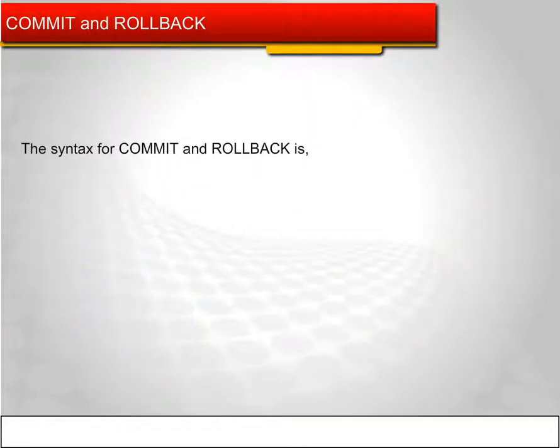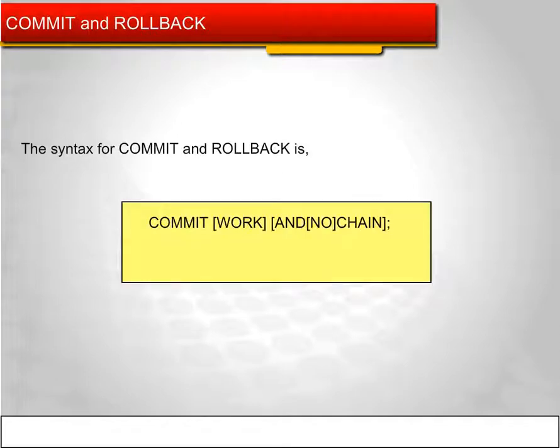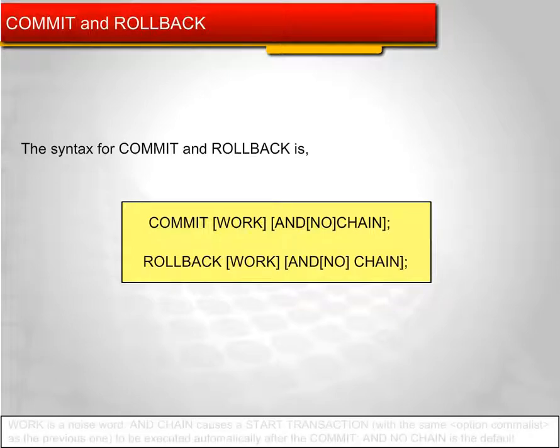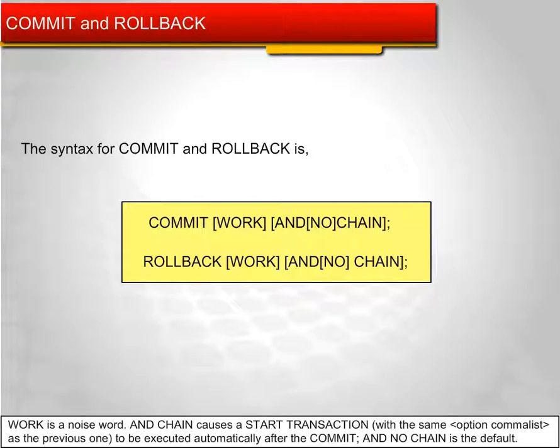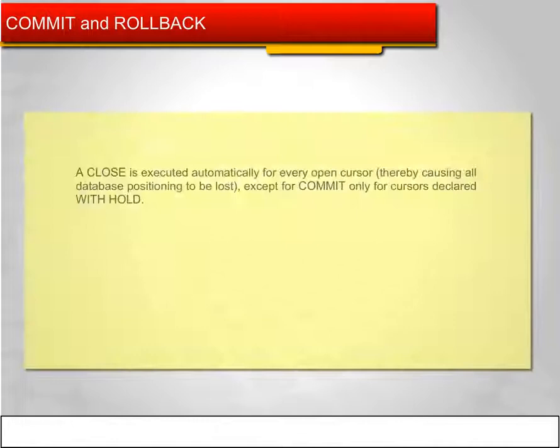The syntax for COMMIT and ROLLBACK is COMMIT WORK AND NO CHAIN, ROLLBACK WORK AND NO CHAIN. WORK is a noise word, and CHAIN causes a START TRANSACTION with the same option comma list as the previous one to be executed automatically after the commit, and NO CHAIN is the default.